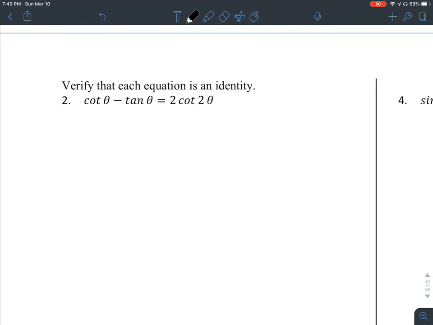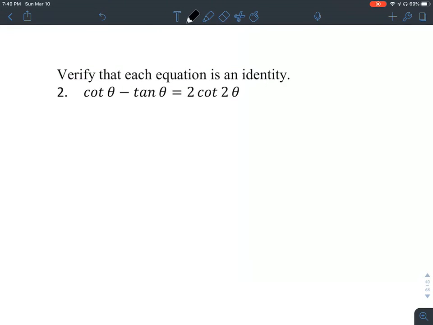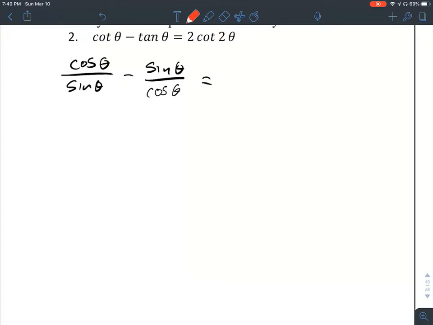I'm going to start with the left, and I'm going to change cotangent and tangent into terms of sine and cosine. It's going to be cosine over sine for cotangent and sine over cosine for tangent. Common denominators: I'm going to multiply the one on the right by sine over sine, and multiply the one on the left by cosine over cosine.